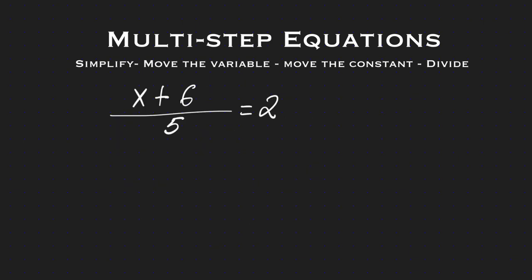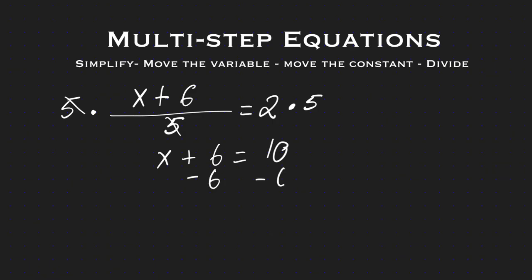So in this example, we have kind of a division and we have kind of a fraction in here. So what do we do? Well, we first multiply both sides by 5. That will cancel each other out. So we'll have x plus 6 equals 10. I'm going to subtract 6 from both sides. And so x equals 4.